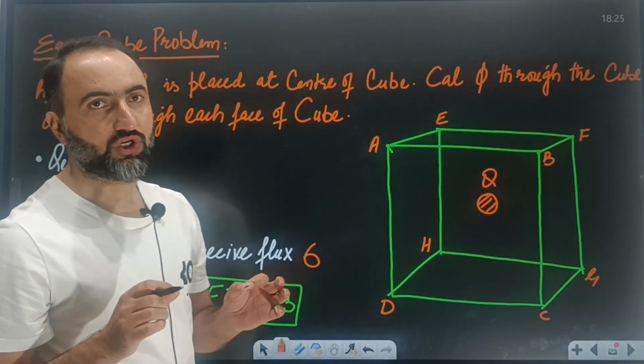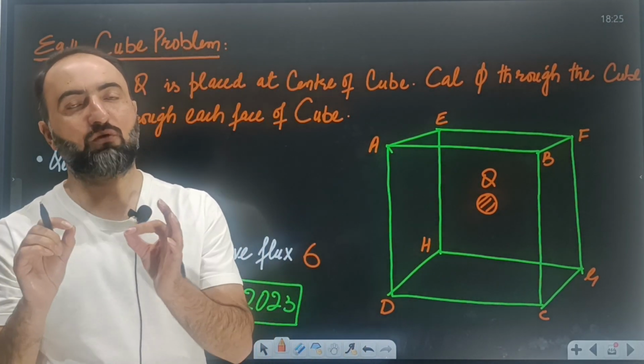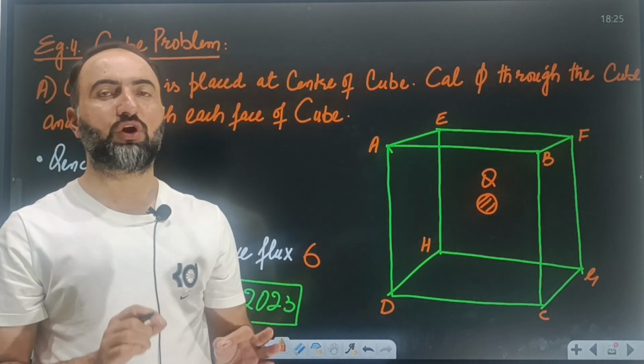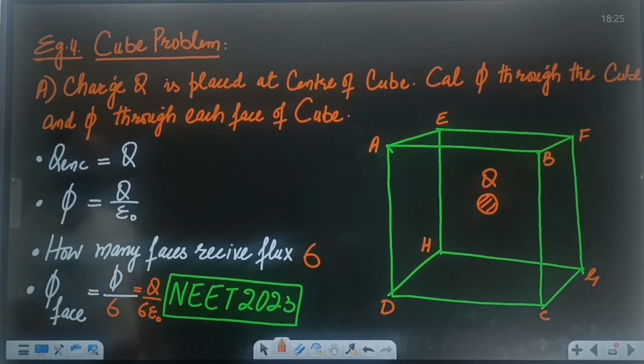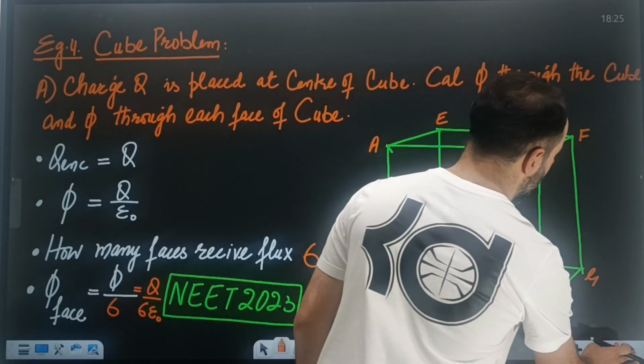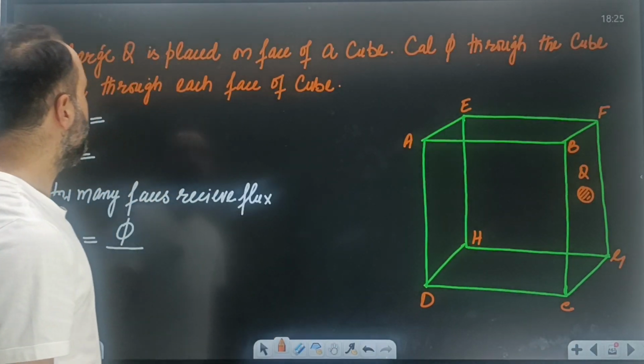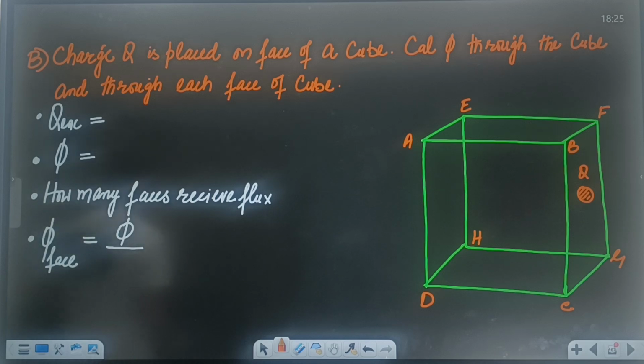Okay, so charge enclosed is Q, and what is the flux through the cube? That will be equal to Q by epsilon naught. How many faces receive flux? 6 faces. So what will be the flux per face? That will be equal to Q divided by 6 epsilon naught. ठीक है बेटा? B part देख लीजिए आप. Have a look at this B part.